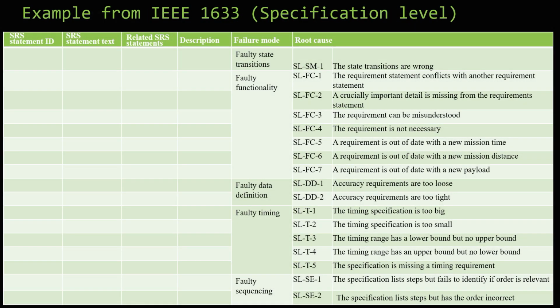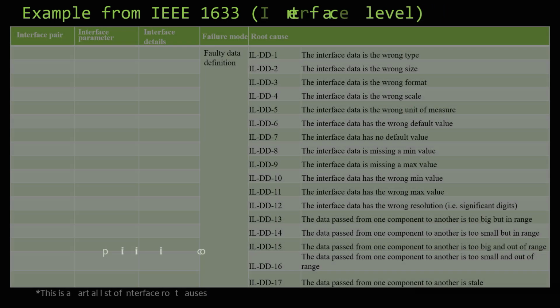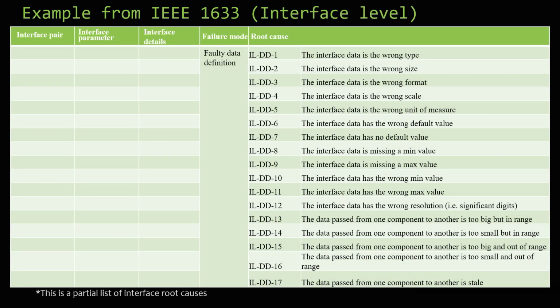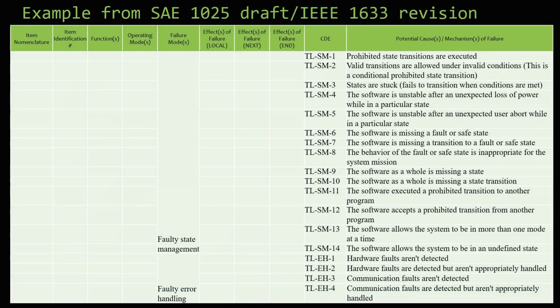Here's an example from the IEEE 1633 template for the specification level FMEA. Here's another example from the IEEE 1633 for the interface level FMEA. And here's an example from the draft SAE 1025 and the newly revised IEEE 1633, which covers the top level FMEA.